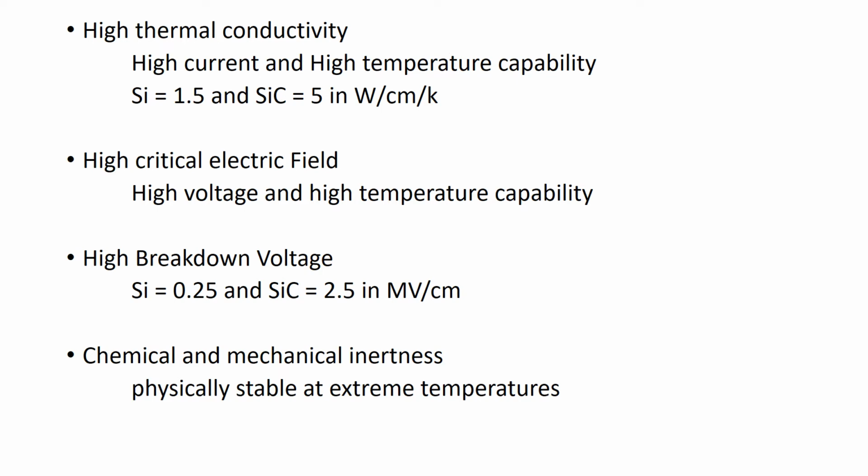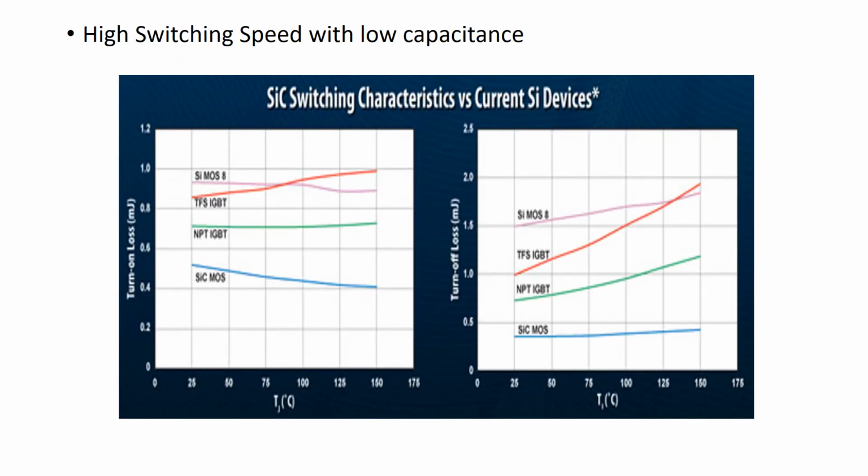Chemical and mechanical inertness. One can say silicon carbide is physically stable up to 600 degrees Celsius. High switching speed with low capacitance. As you can see in figure 1, silicon carbide turn-on losses during switching are very low compared to silicon. And similarly, in figure 2, turn-off losses for silicon are least.